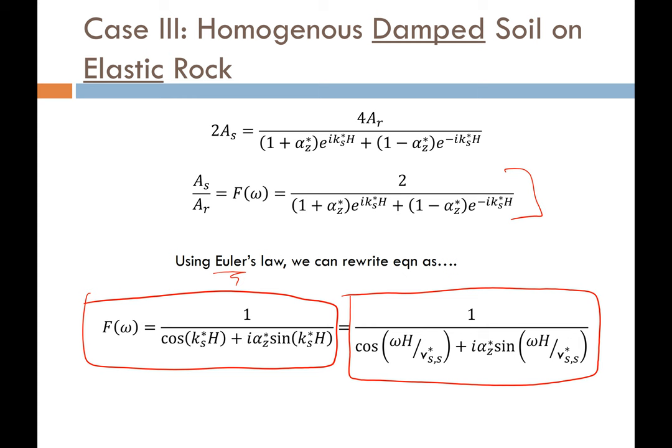But what I want to point out is that now that we have an elastic rock, it just makes sense that we now have these terms of the impedance ratio, because now we have a material that is going to have a transmitted wave as well as a reflected wave whenever energy comes down and hits that impedance boundary. So we have to account for that impedance.